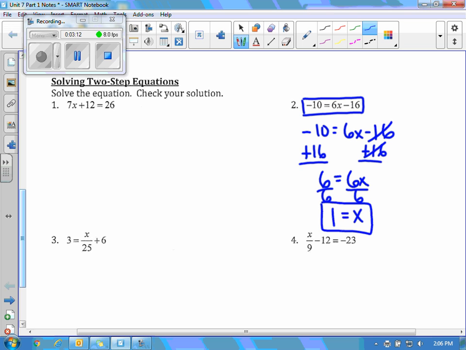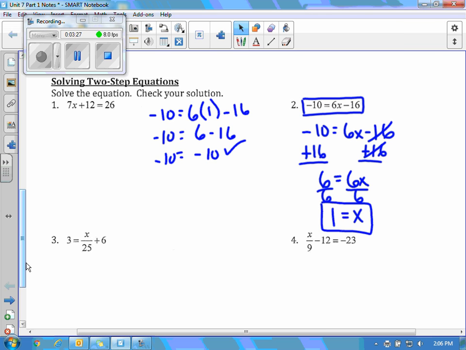They want you to check the solution, so in order to do that, remember I'm just going to plug in what I get for the value of x. So I plug in a 1 right there. As I work that out, I'm going to get 6 minus 16. 6 minus 16 is negative 10, so it works. I know I did it correctly. So I'll let you guys do number 1.